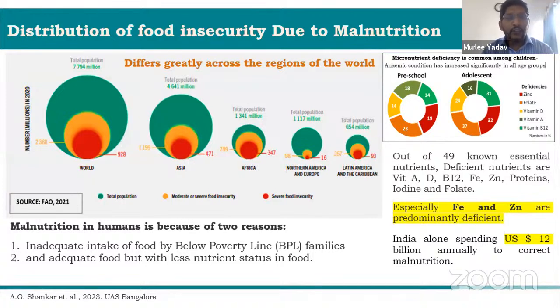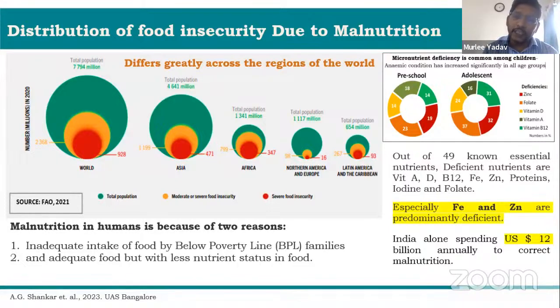So if you see the scenario in terms of food insecurity, or if you talk about malnutrition, talk about Asia. Out of 4,641 million population, 4,071 million population is having a food insecurity problem, or you can say malnutrition problem. 471 million population is not getting the required quantity of food. So they are facing the challenge of malnutrition. So you can see here, talk about the world level, talk about the Asia level, talk about other continent levels, everywhere the food insecurity problem is there. It means the population is not getting the proper food requirement as well as nutrient enriched food.